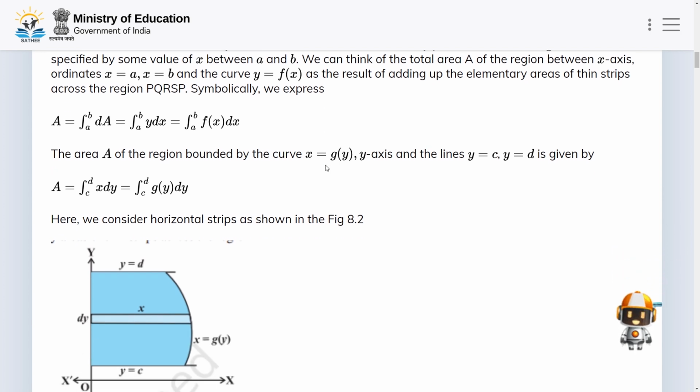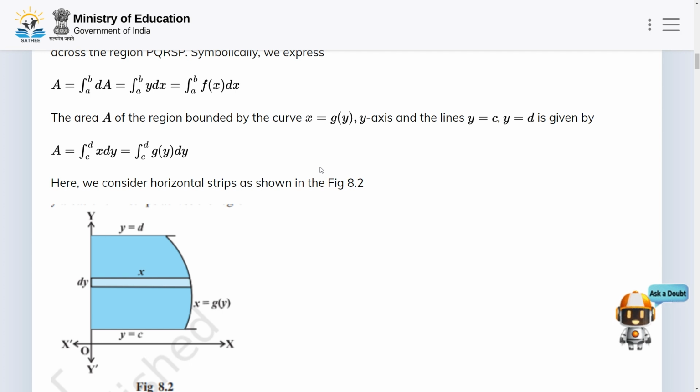So in integration, how are we going to express that? The total area, capital A, will be the definite integral from a to b, which represents that we are finding the area from x coordinate a to x coordinate b, of dA, the elementary area summed from x equals a to x equals b. Now how can you find your elementary area? Just multiply y with dx. So now your integrand becomes y dx.